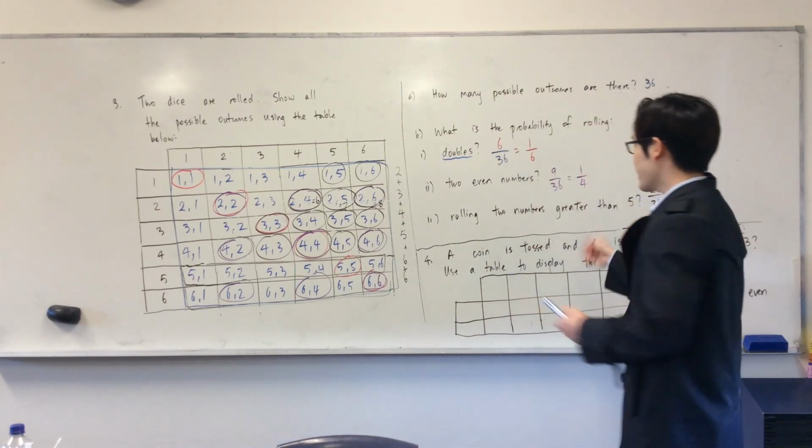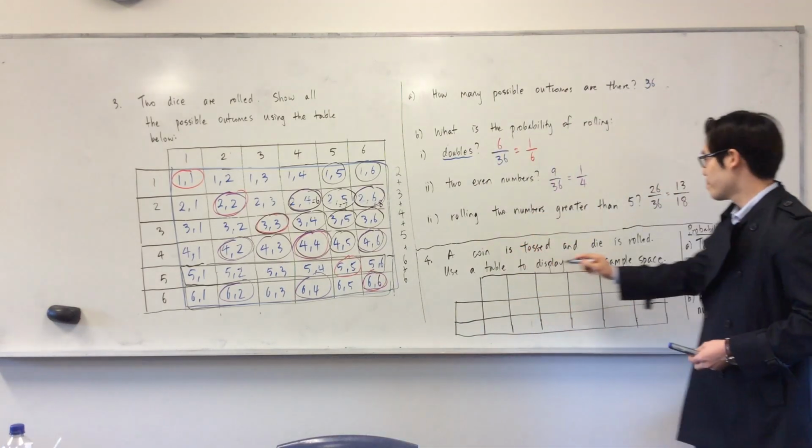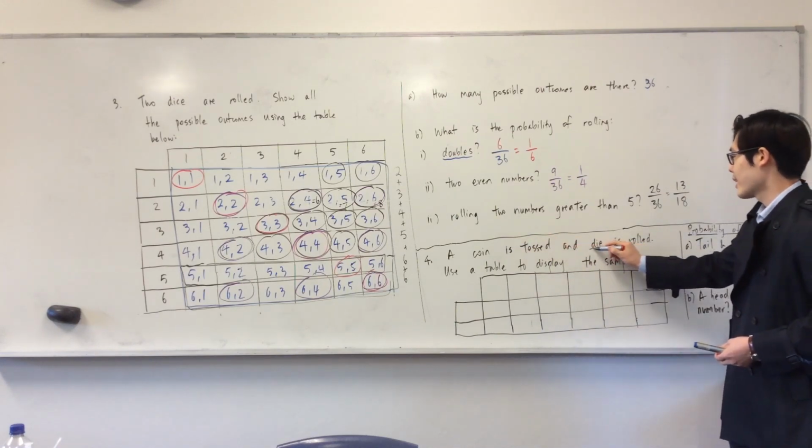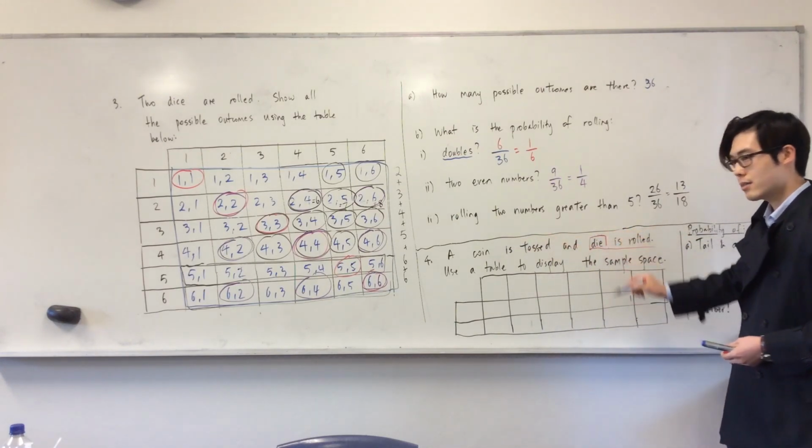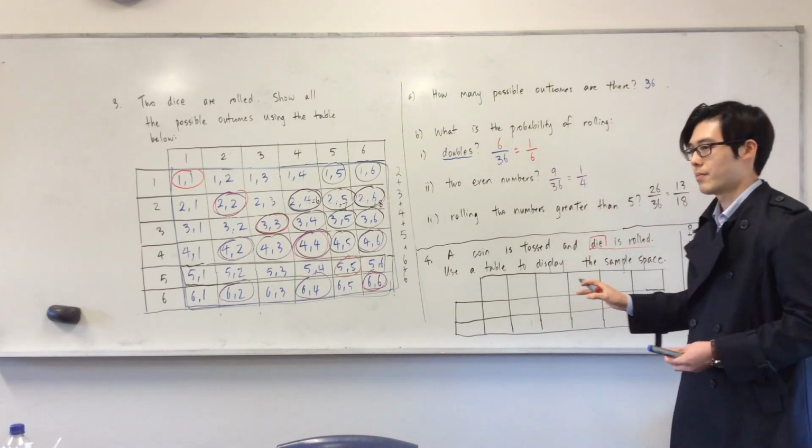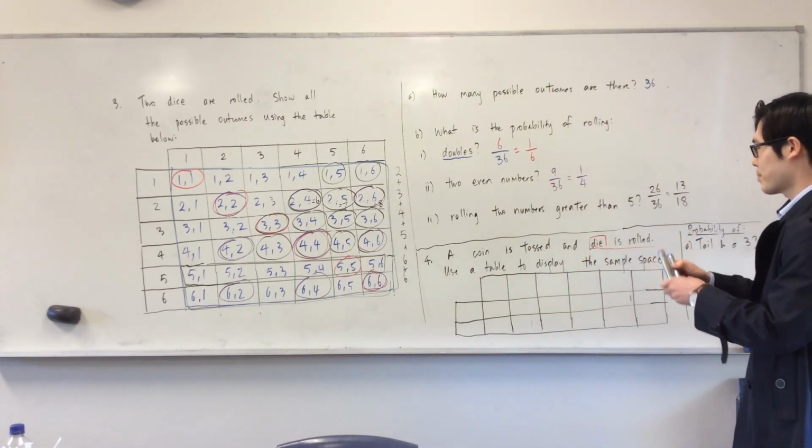Okay? So even here, I know it says a coin. It says a coin is tossed and a die is rolled. When you see the word die or dice, it's best to use a table instead of a tree diagram. And I can explain why, but a table is best used.